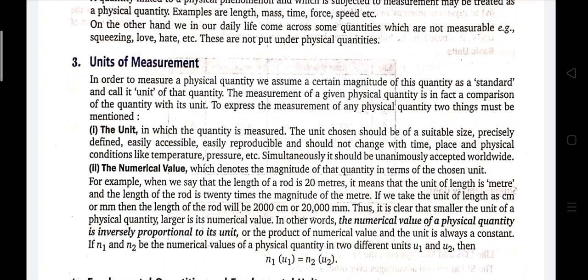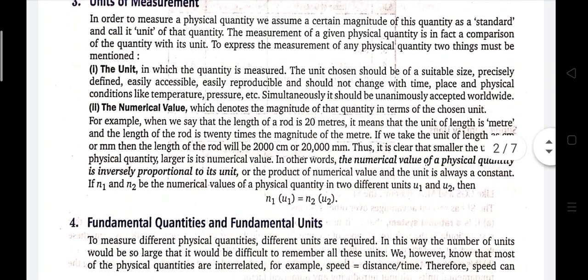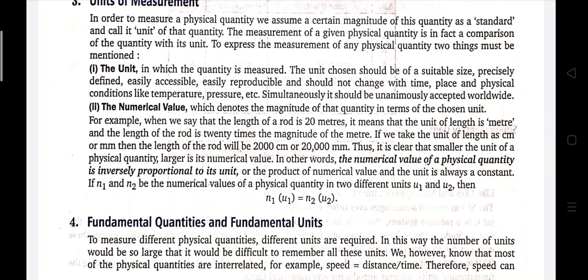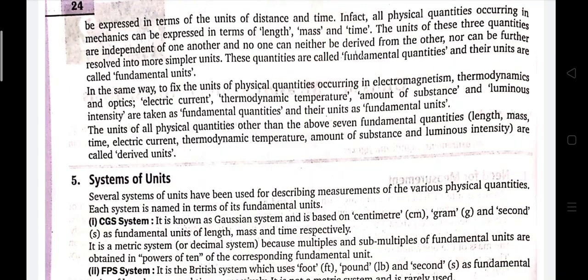The next important topic is fundamental quantities and fundamental units. The fundamental quantities are independent of one another and no one can neither be derived from the other nor can be further resolved into more simpler units. That is, in simple words, fundamental units or fundamental quantities are independent of each other. They have no relation with each other.